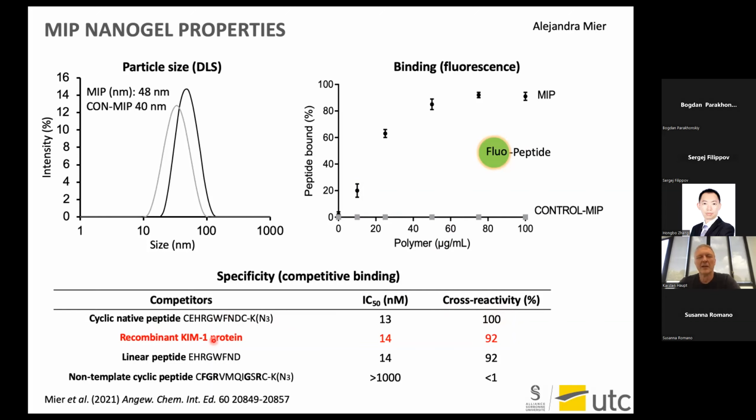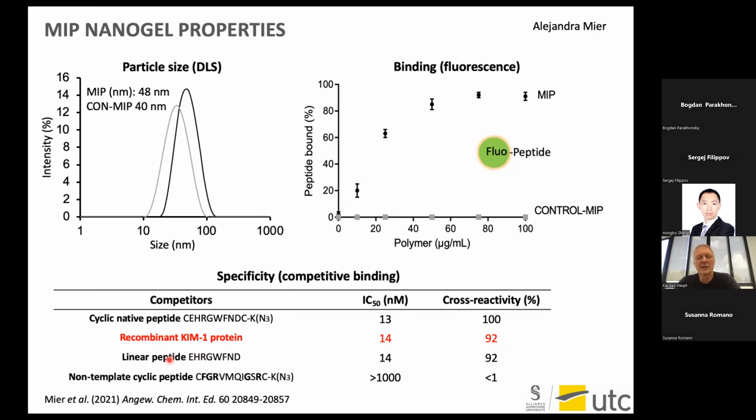And now we can do the most important test. The question is, does our synthetic antibody also recognize the whole protein? Otherwise, the whole work will be useless if we don't recognize the epitope in the whole protein. And as you can see here, the IC50 of the KIM1 protein is very similar to the one of the peptide. We have a cross-reactivity of 92%, which shows that we recognize indeed the whole protein, and we can use our MIP as synthetic antibody.